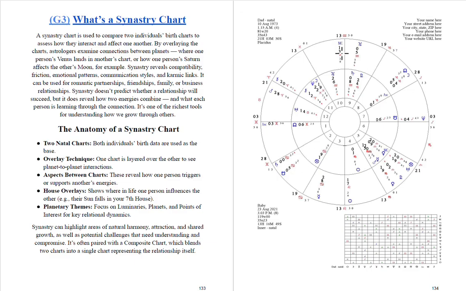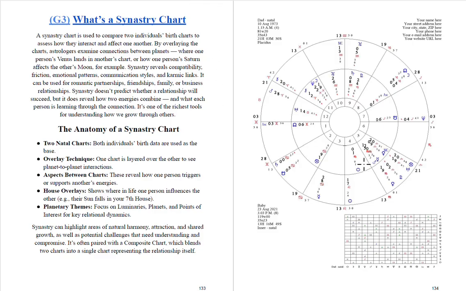These and other aspects can talk about where the problems are and where the actual harmonies come in between the two charts. Now, house overlays show where in life one person influences the other, i.e. Sun falls in your 7th house.